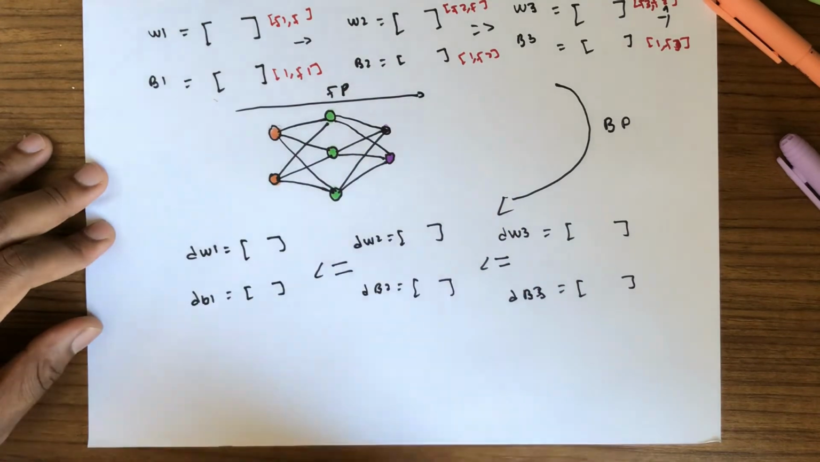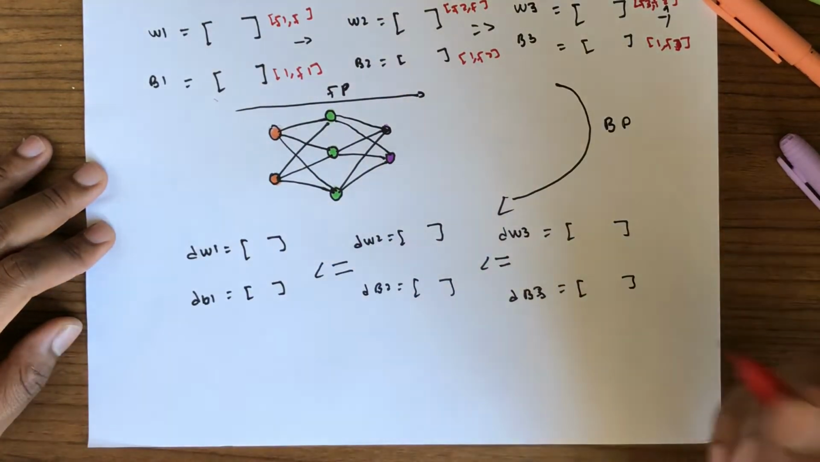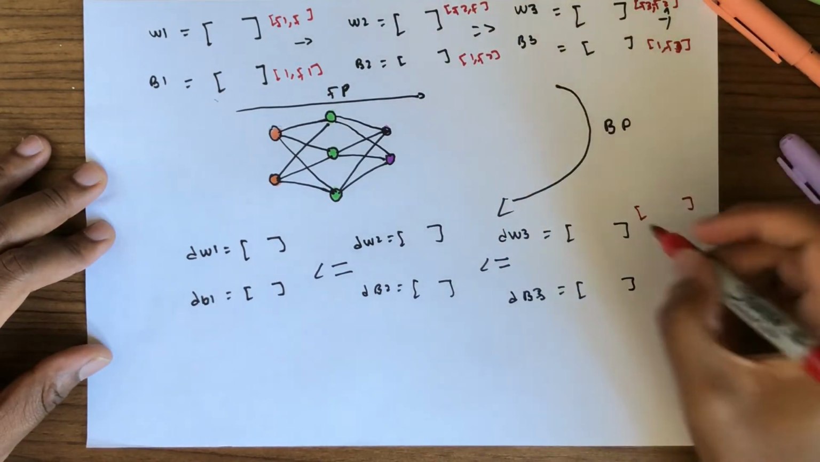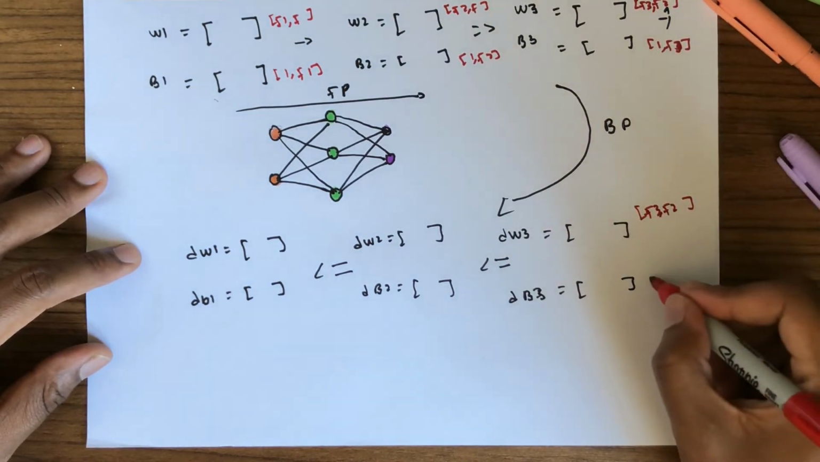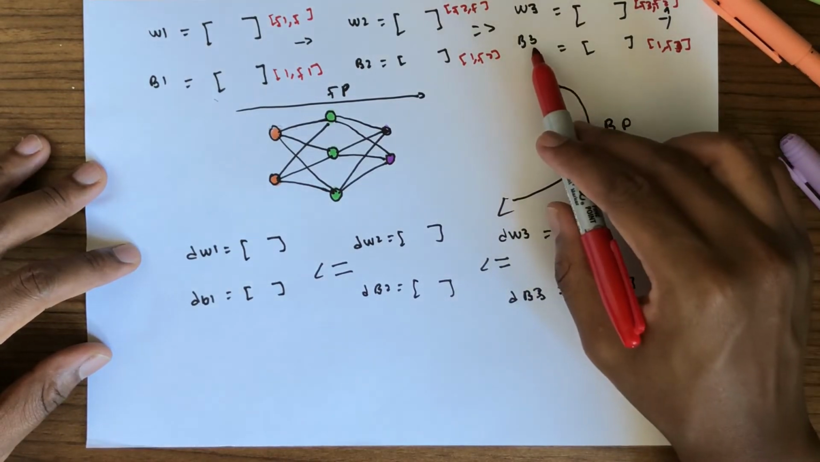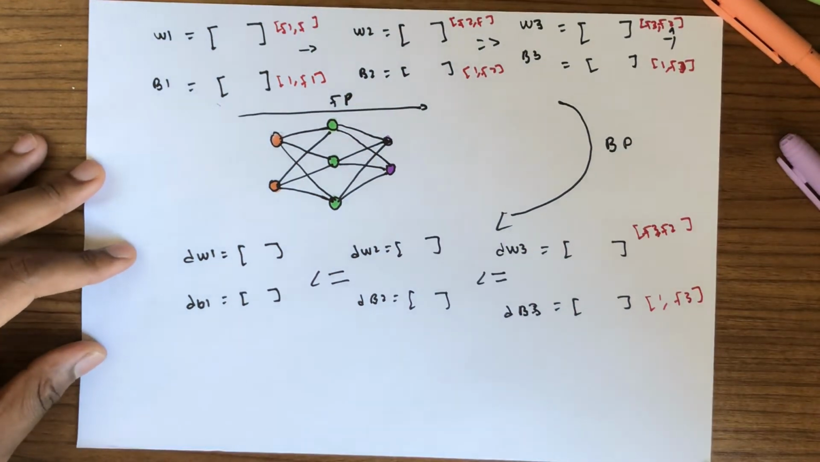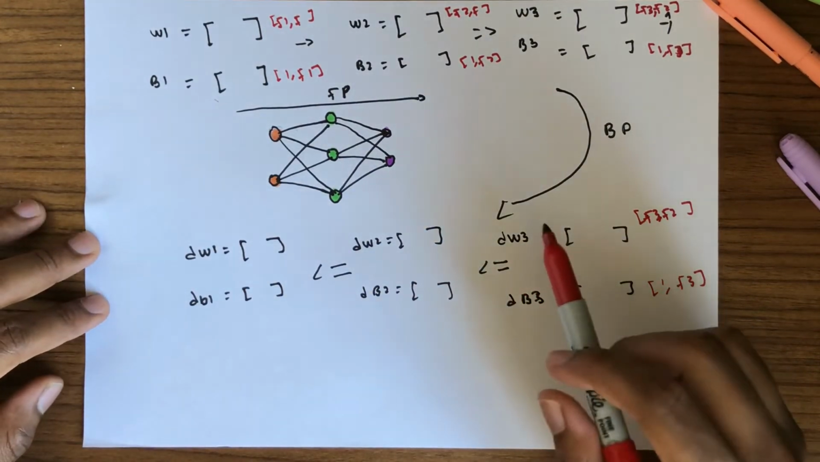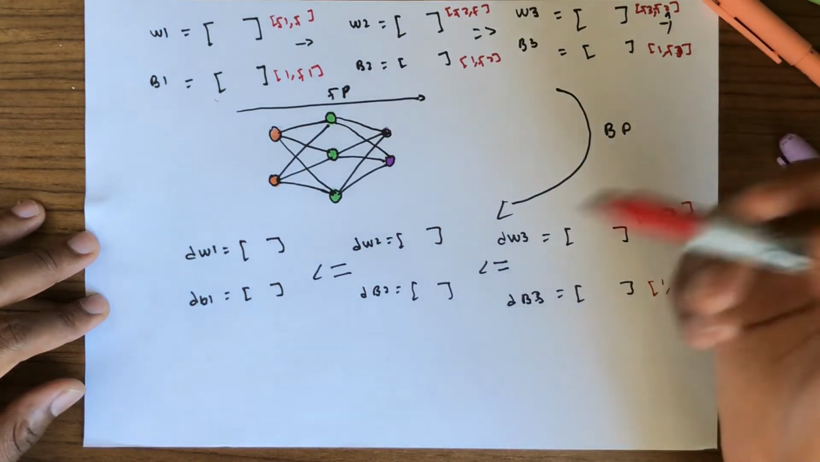So please, if you are new, you can just go back and watch the previous videos. And what we noticed in the second video was that dW3 had the same dimension as W3, so f3 by f2. Similarly, dB3 had the same dimension as B3, 1 by f3. So while doing backpropagation, make sure that the dimensions of the derivatives of the weights match the dimensions of the weights themselves.